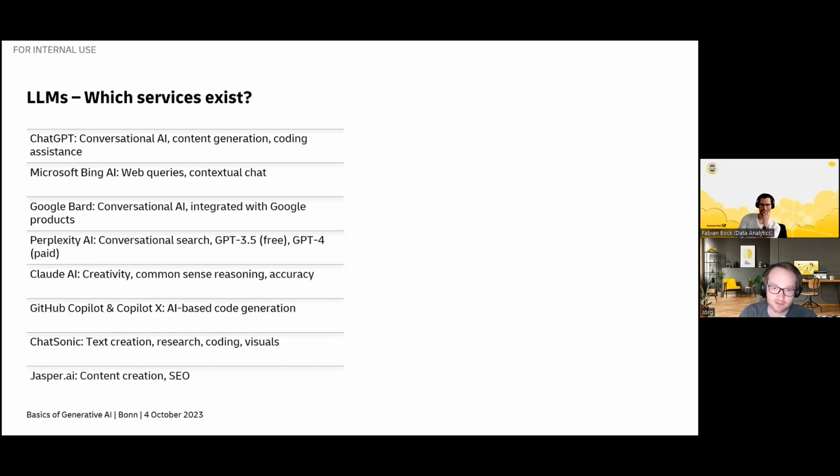And then the next one is my personal favorite, Perplexity. It's very similar to Microsoft Bing because it's also searching the internet in the background. There is a free version which is using GPT-3.5, which is wrong in some cases. And then there's a paid service which is using GPT-4. And in my experience, I am even paying for the paid service.